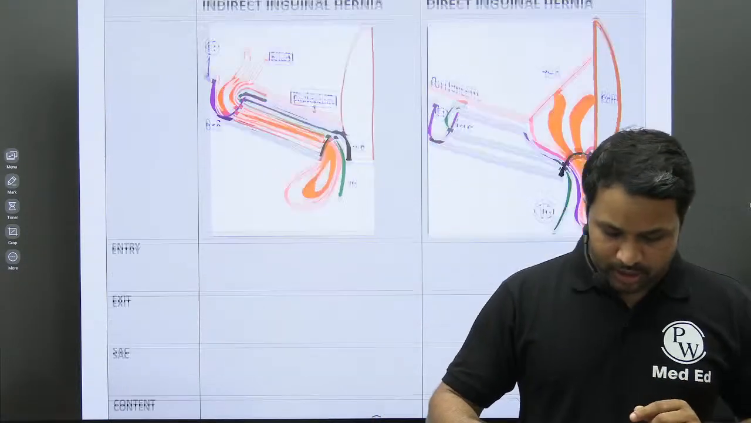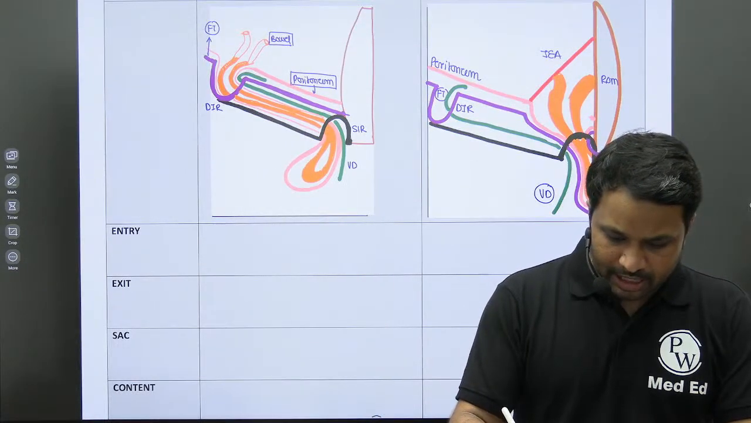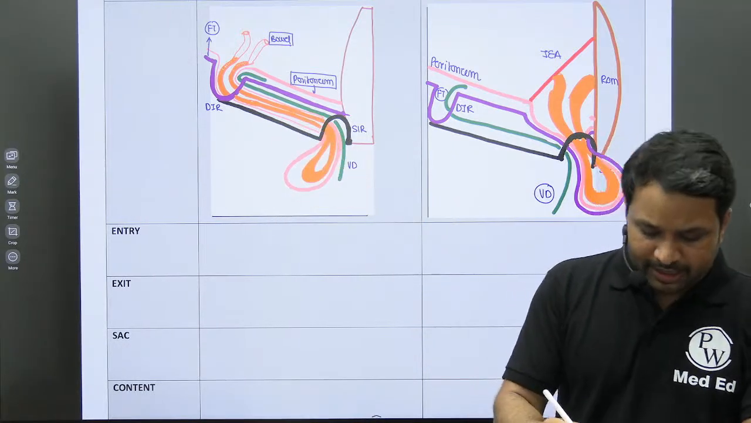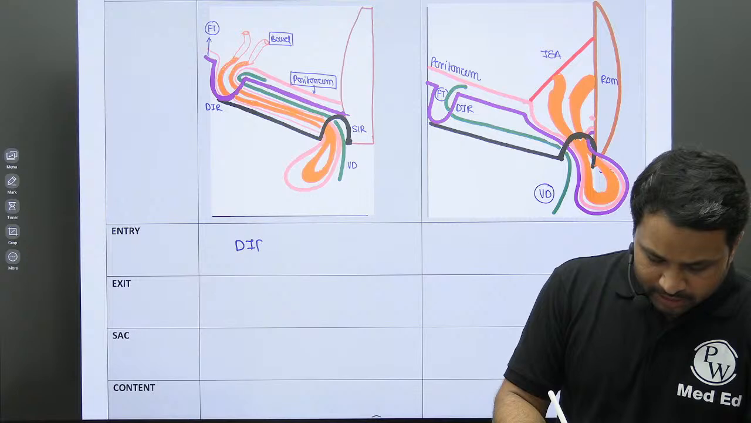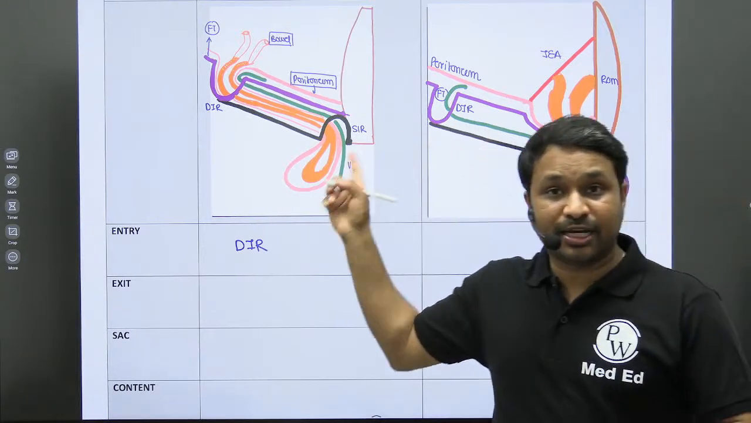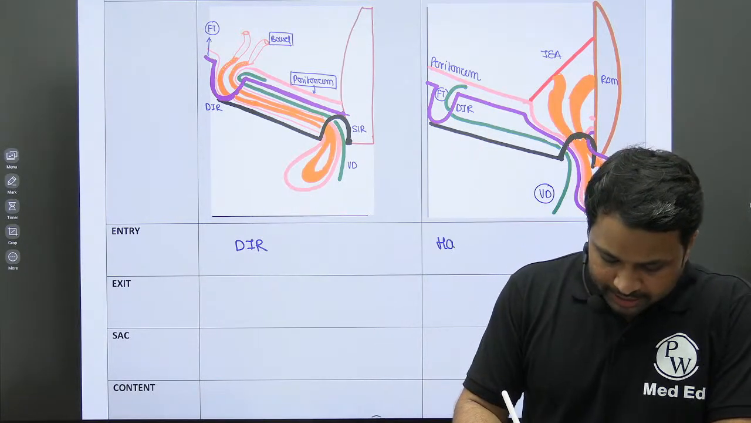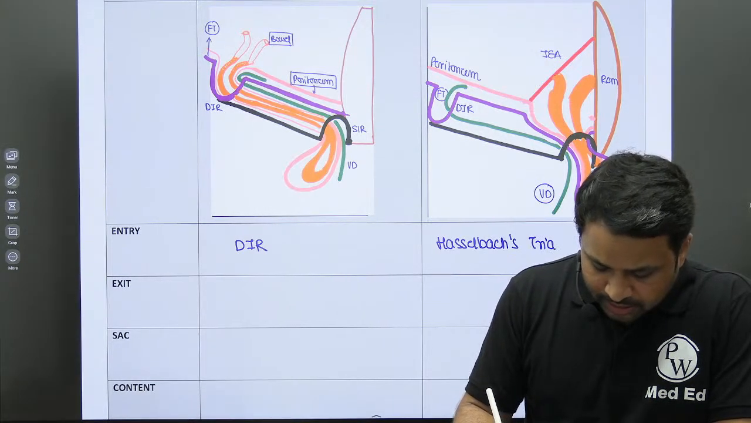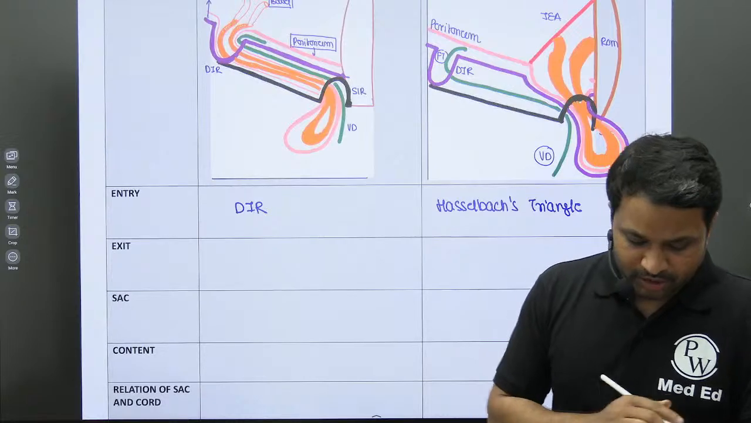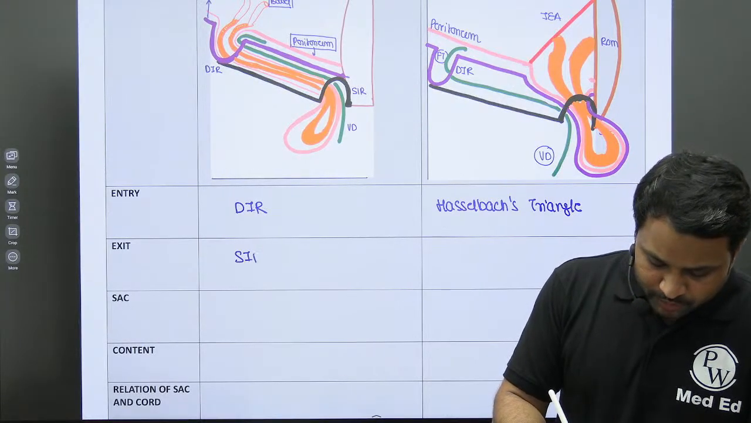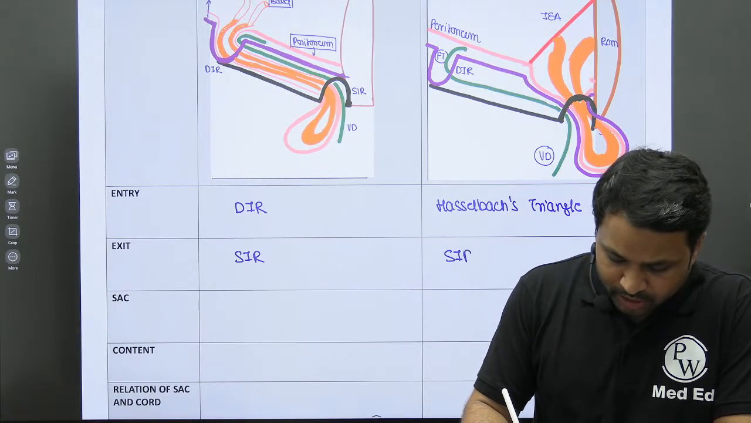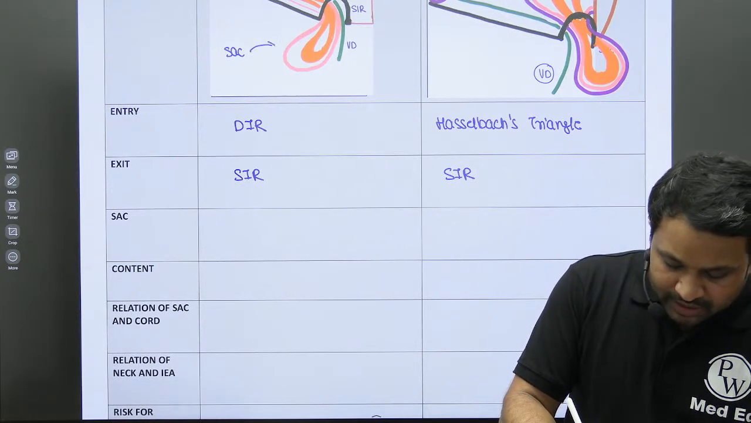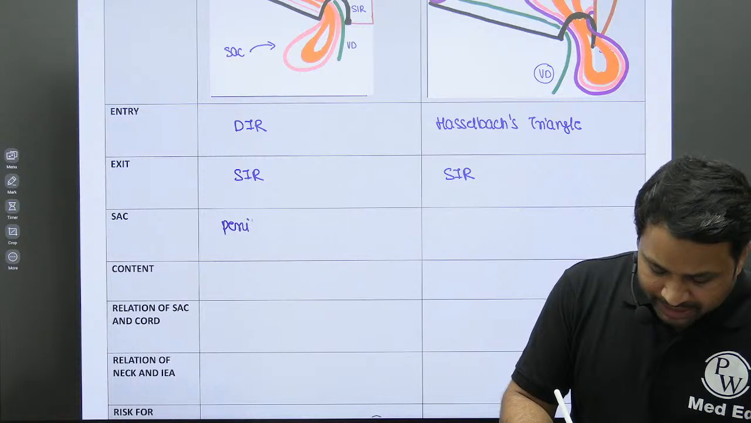Now what are those two? Now let's look at a quick recap about what we are trying to say. What is the entry point in the indirect inguinal hernia? Entry point in the indirect inguinal hernia is your deep inguinal ring. Whereas the entry point for your direct inguinal hernia is going to be your Hesselbach's triangle. That is on the posterior half. Exit is going to be the superficial inguinal ring. Here also, exit is going to be the superficial inguinal ring. The sac here, you can see this is the sac. The sac of the indirect inguinal hernia is made up of peritoneum.